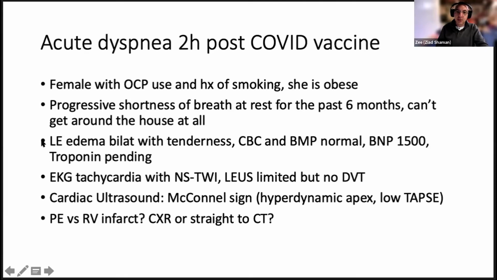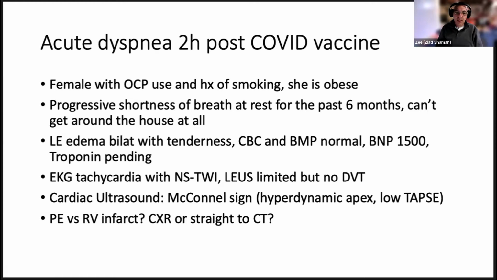Her CBC and chemistry are normal. BNP is high at 1500, and the troponin is pending. You look at the EKG while waiting for the troponin, and you see non-specific T-wave inversions. You do a lower extremity ultrasound. Because of her body habitus, it is limited, but there is no DVT in the area that you can see, in the area of maximum confluence and in the inguinal area. You do a cardiac ultrasound and you see a McConnell sign, where the apex is hyperdynamic and the base is not moving much, so TAPSE is low.